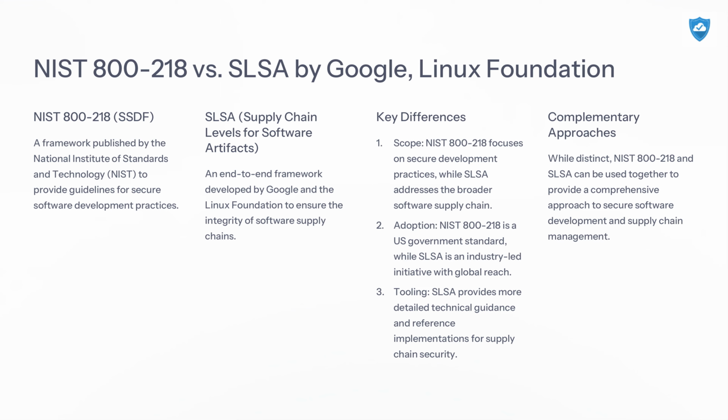Secondly, with respect to adoption, NIST 800-218 is primarily a U.S. government standard, whereas SLSA has emerged as an industry-led initiative with a global impact. Lastly, in terms of tooling, SLSA offers extensive technical guidance, including detailed reference implementations specifically for supply chain security. Despite these differences, NIST 800-218 and SLSA can be utilized together, forming complementary approaches. When combined, they provide a robust strategy for secure software development as well as vigilant supply chain management.